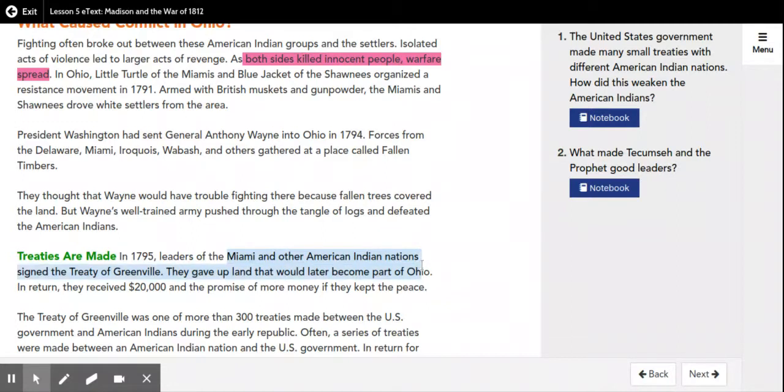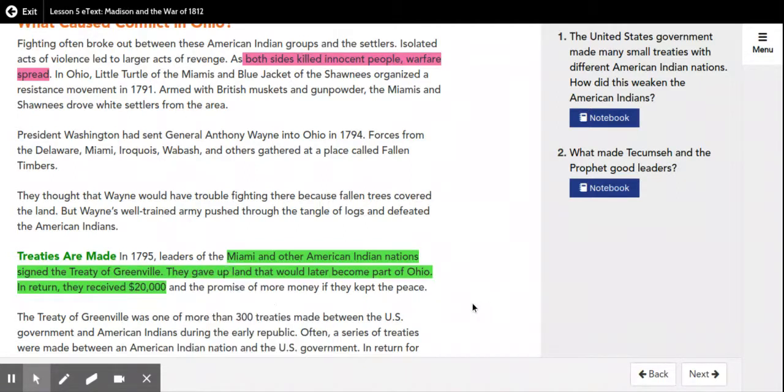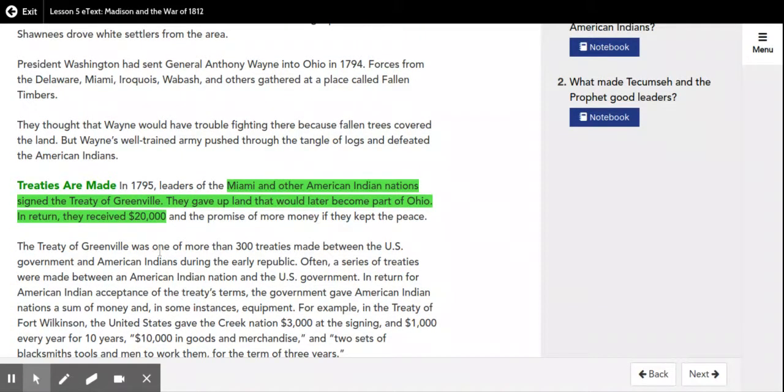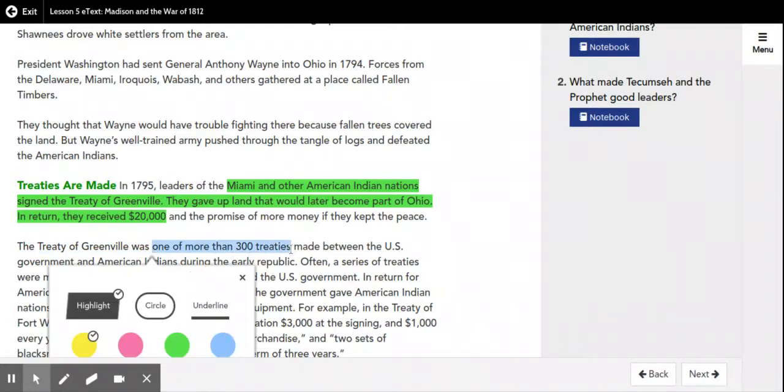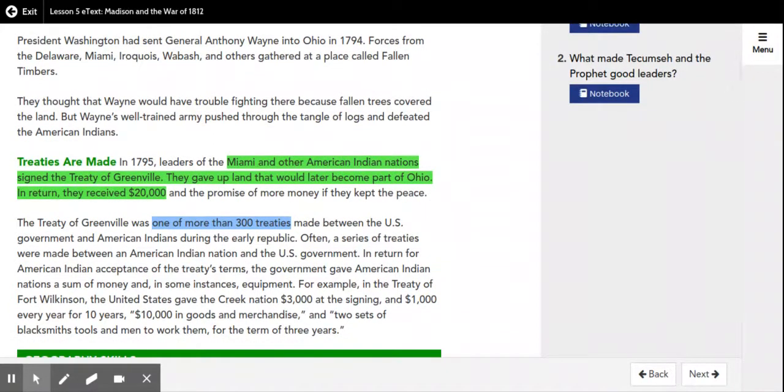Treaties are made. In 1795, leaders of the Miami and other American Indian nations signed the Treaty of Greenville. They gave up land that would later become part of Ohio. In return, they received $20,000 and the promise of more money if they kept the peace. The Treaty of Greenville was one of more than 300 treaties made between the U.S. government and American Indians during the early Republic.